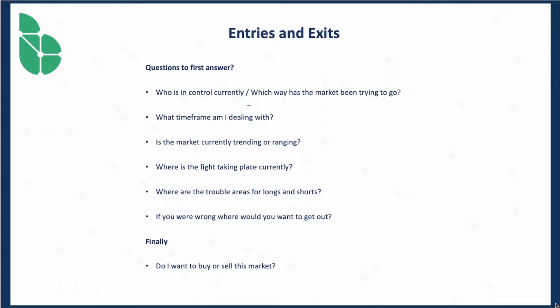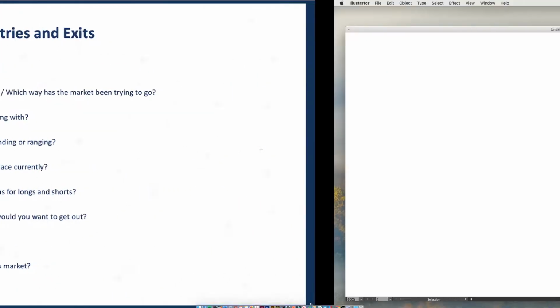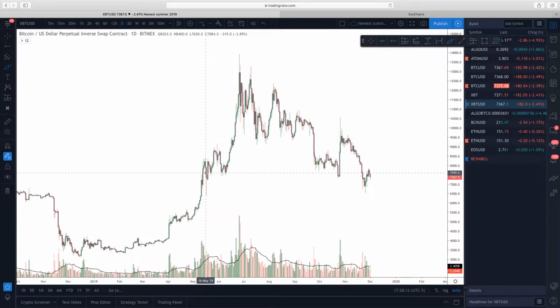So who is in control? Which way is the market trying to go? What time frame am I dealing with? Okay, so I talk about other time frame controllers, other time frame participants. On the higher time frame, on the daily, this is clearly the uptrend. This is the market structure that has formed.